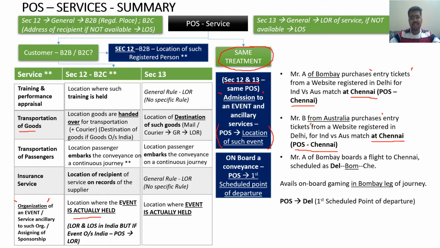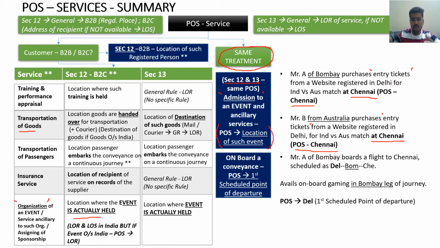So let's say Mr. A of Bombay boards a flight to Chennai, right? And let's say the flight is scheduled to go from Delhi to Bombay to Chennai. So Mr. A is from Bombay. He is boarding the flight in the Bombay leg of this journey, and from Bombay, let's say he's traveling to Chennai. Now, in this scenario, after getting onto the plane, A is availing onboard gaming services, as soon as he boarded the flight in the Bombay leg, right?